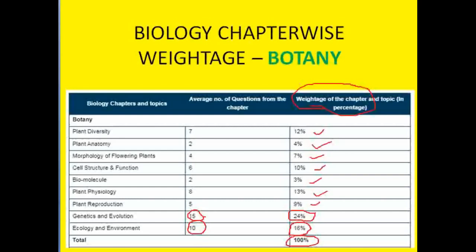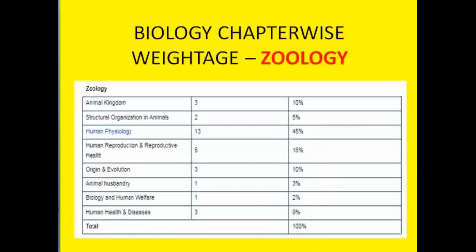Now when we come to zoology, we can find that in human physiology they have given more weightage, that is 13 questions are asked from this, that is 45%. So you have to give more concentration to this human physiology chapter. Next to that you have 80% probability, that is human reproduction and reproductive health.